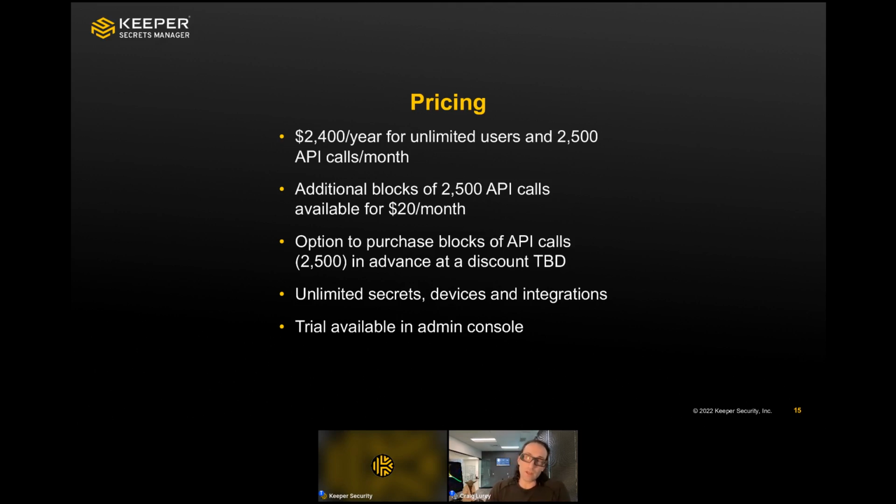At first we were doing this based on the user license model, and it was confusing a lot of people, because the number of users for Secrets Manager is obviously different than Vault users, and it was complicating things. So basically there's going to be a flat fee of $2,400 USD for unlimited users, and that includes 2,500 API calls per month. Outside of that number of API calls, we're charging blocks of 2,500 API calls for 20 USD per month. And again, that's just unlimited usage of the platform.